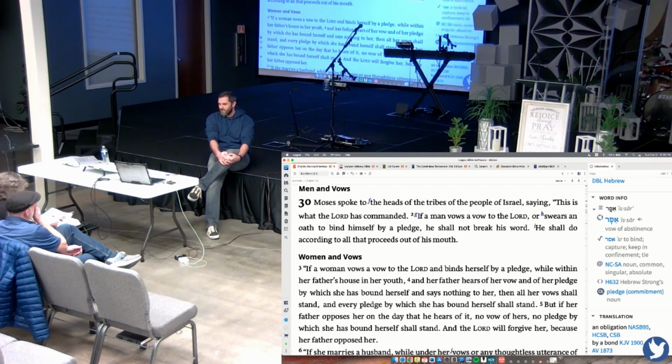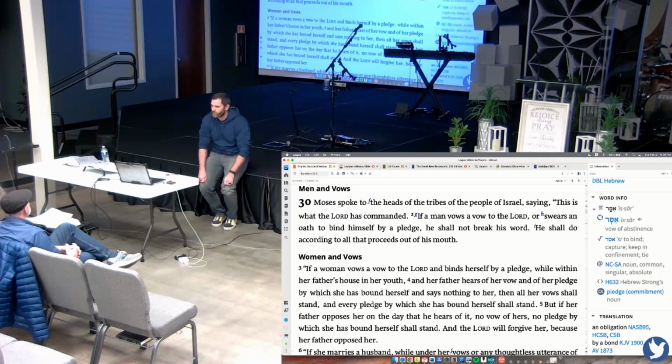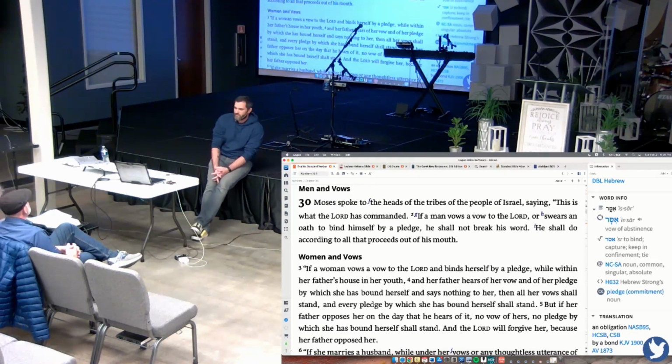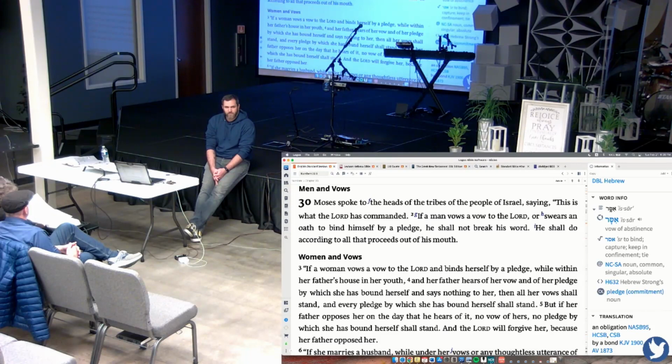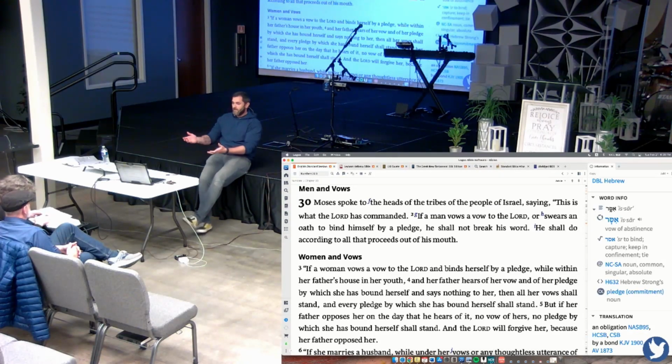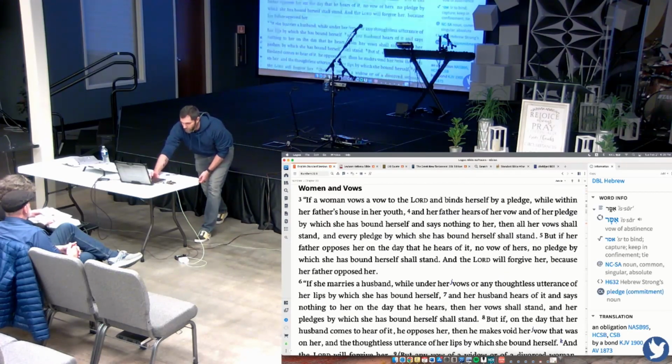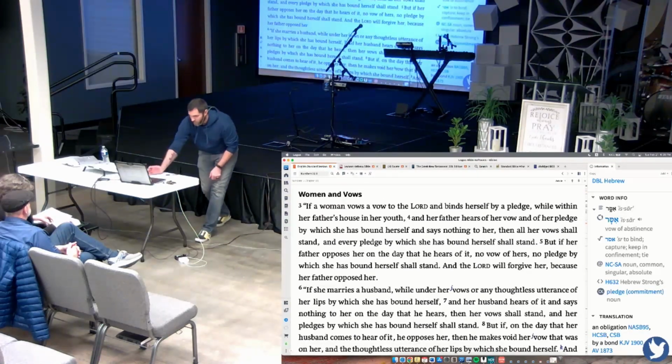And so in Numbers chapter 30, it says, this is what Yahweh has commanded. If a man vows a vow to Yahweh or swears an oath to bind himself by a pledge, he shall not break his word. He shall do according to all that proceeds out of his mouth. That seems pretty simple, right? If you vow a vow, then you need to do it. So what about a woman?